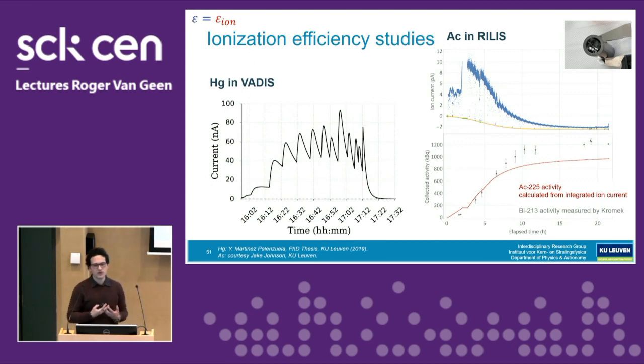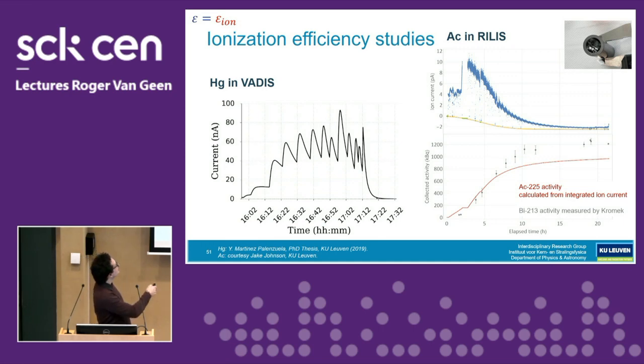So how do you first tackle the ionization efficiency? Well, you try to define your ion source, but you need also to measure it. And so what we quite frequently do is actually measure those efficiencies. Here you have the study of the ionization efficiency of mercury in the VADIS ion source, where they put a known volume of mercury in the source, and then they just let it run.